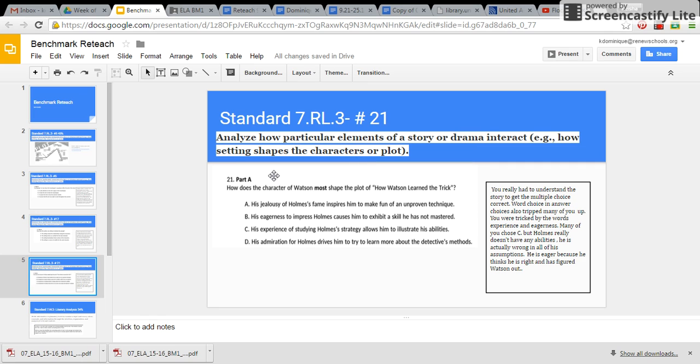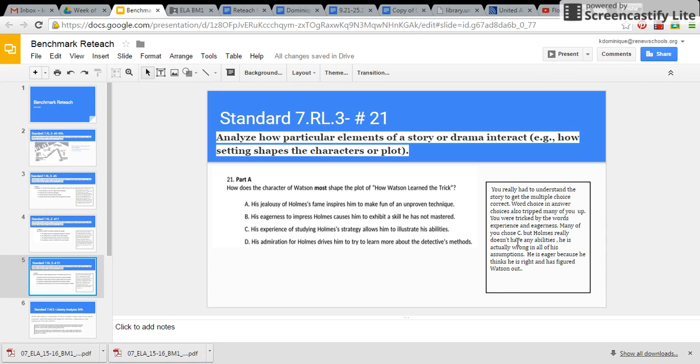So this one was about how Watson learned the trick. It says, how does the character Watson most shape the plot of how Watson learned the trick? So you really had to understand the story to get the multiple choice correct for this one. And I think word choice in the answer choices also tripped many of you up. You were tricked by the words experience and eagerness.